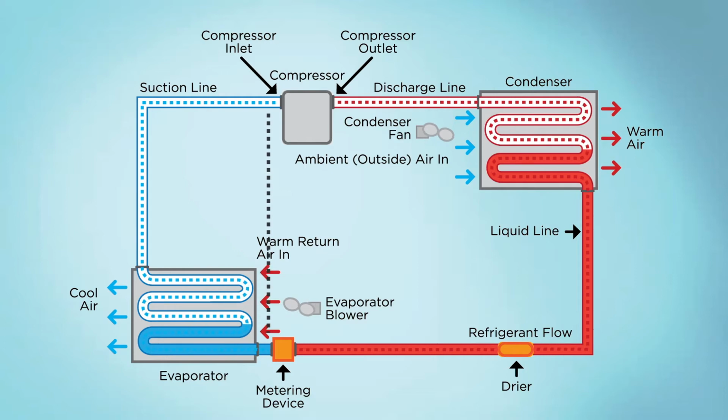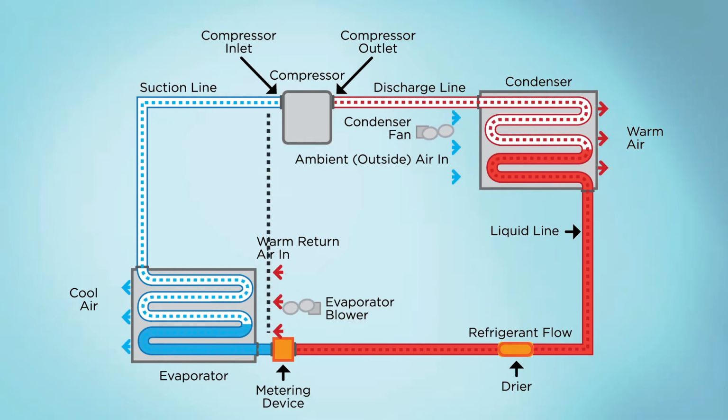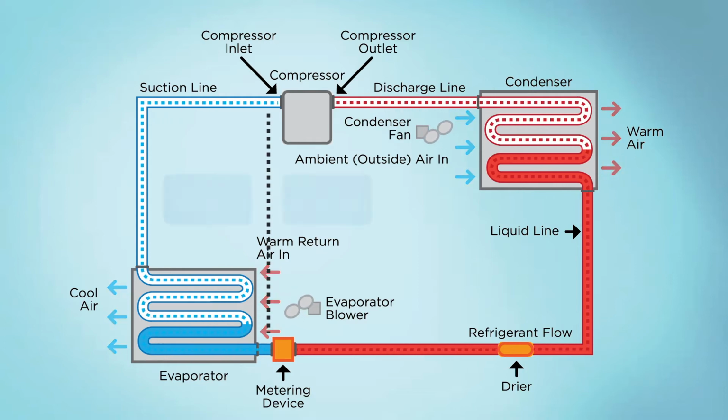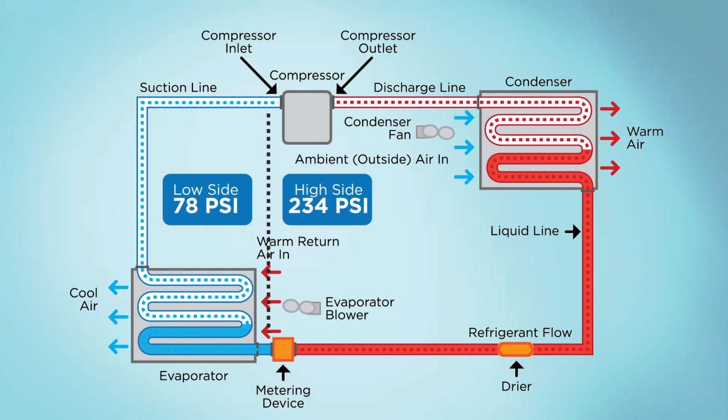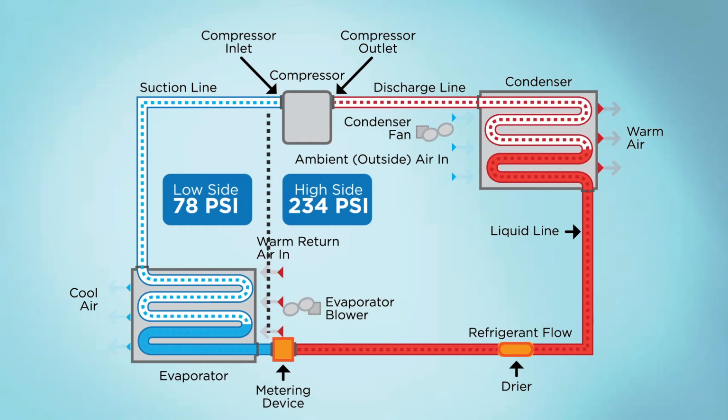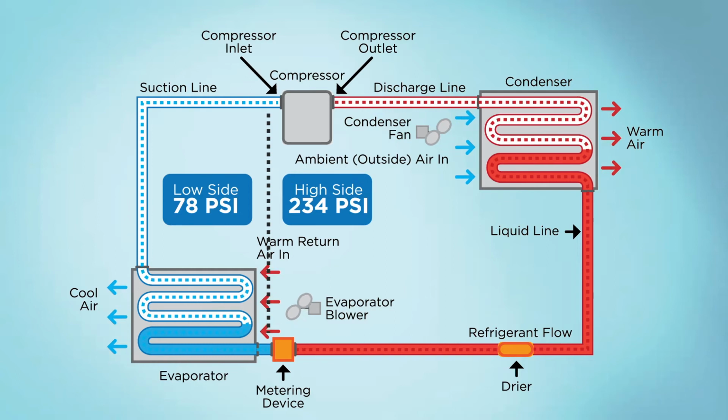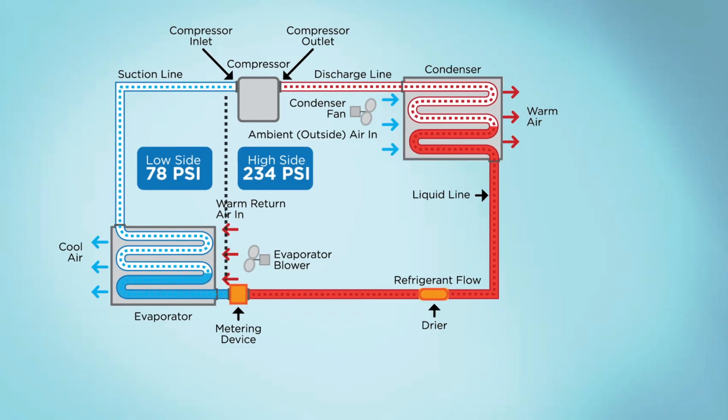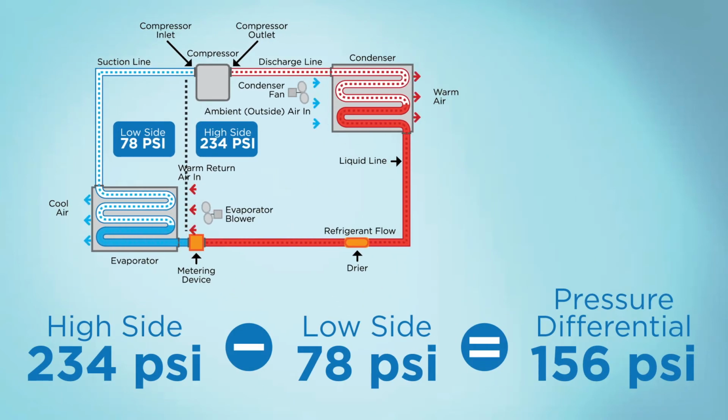Of course, maintaining a proper compression ratio, or the relationship between the low and high pressure sides, is just as important to keeping your cool. Generally, the PSI of the high pressure side should be around 3 times greater than the low pressure side. Subtracting the low side PSI from the high side gives you the pressure differential. Maintaining a pressure differential of around 160 psi helps ensure the refrigerant flows naturally through the metering device.